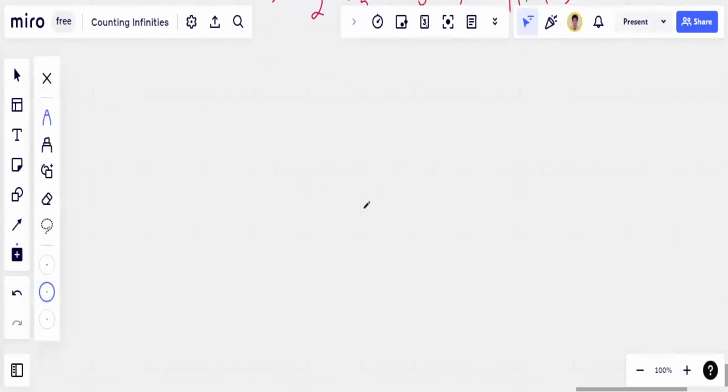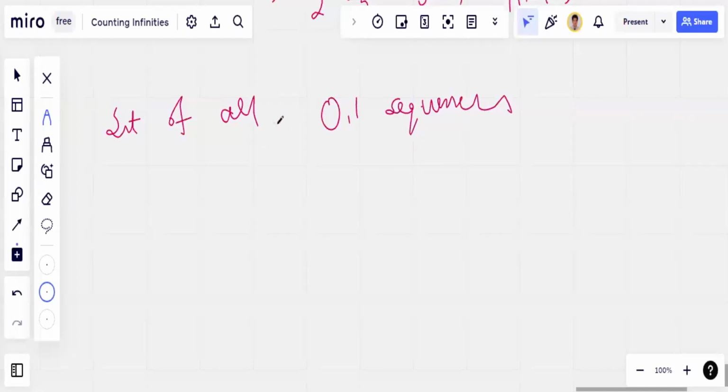Okay, shall we prove uncountability? We have seen a lot of countable sets. So let's prove some set is uncountable now. Prove that the set of all 0, 1 sequences is uncountable. Say that the sequences are infinite. The set of all infinite 0, 1 sequences is uncountable.